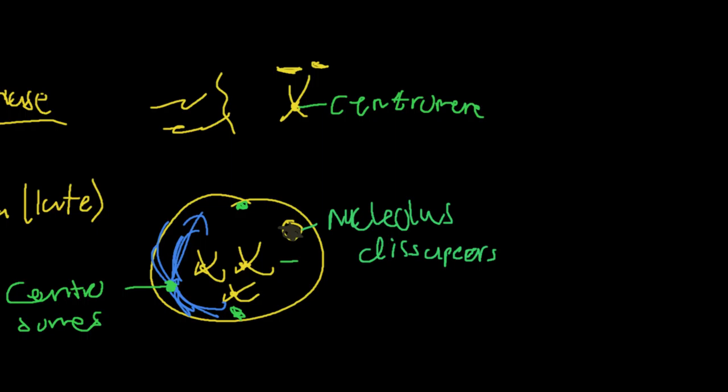And that's going to be the main function of prophase. The chromosomes are simply going to start condensing. The nucleolus, where the ribosomes and the spindle fibers are going to start forming, is going to start disappearing. And it's pretty much allowing the nucleus to start breaking down.